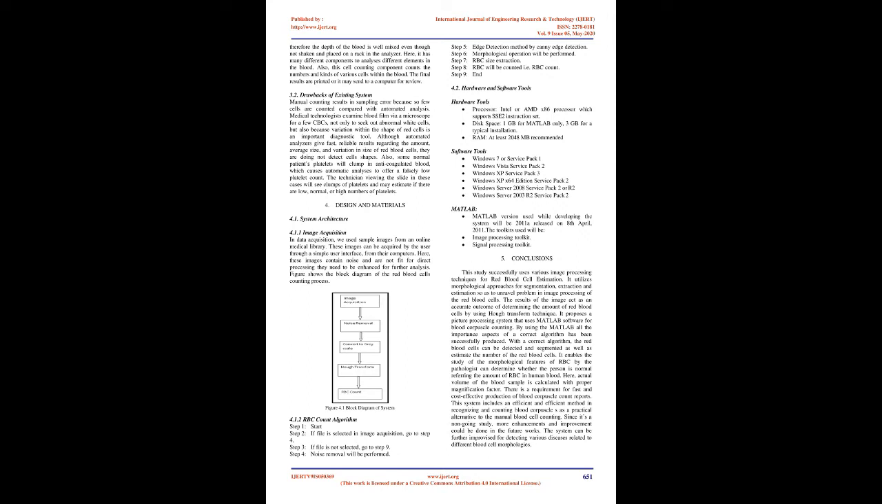It is also used to count other sorts of cells and other microscopic particles. A hemocytometer consists of a thick glass slide with an oblong indentation that makes a chamber, which is engraved with a laser-etched grid of perpendicular lines. The device is carefully crafted so that the area bounded by the lines is known, and therefore the depth of the blood is well mixed, even though not shaken, and placed on a rack in the analyzer.